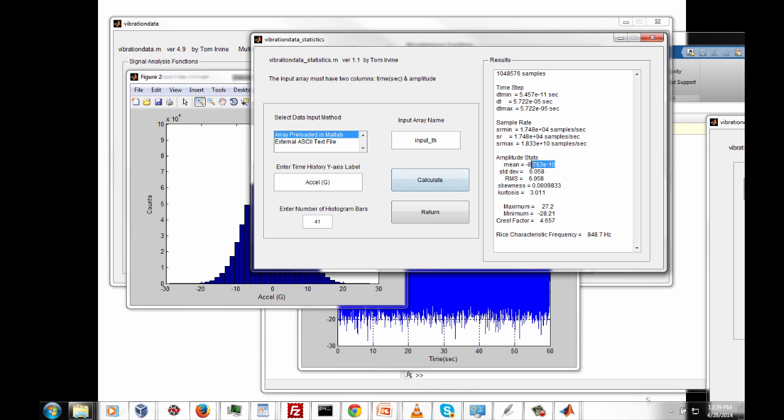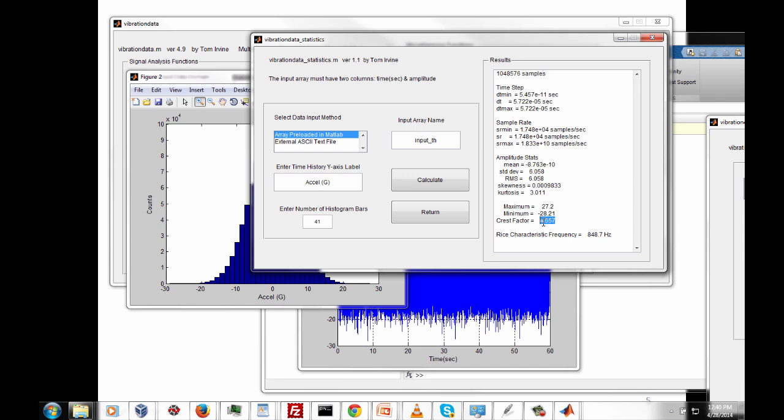We see the mean value is essentially 0, so standard deviation and RMS come out the same. Skewness is close to 0. Now kurtosis: for broadband random vibration with a normal distribution, we expect a kurtosis value of 3, and that's what we get if we round off. Then we see our maximum and minimum there.